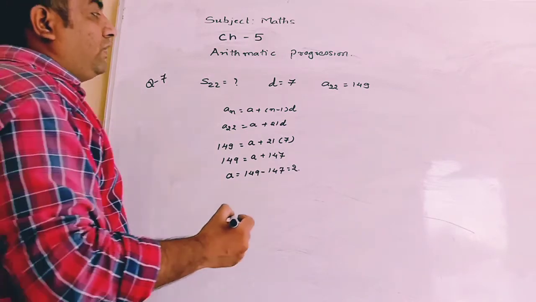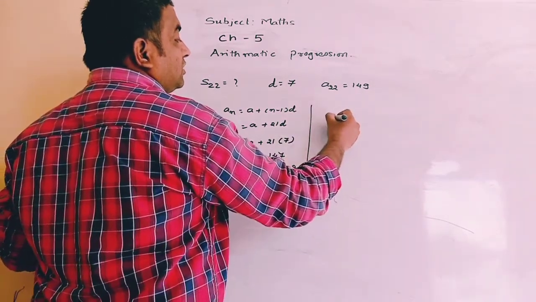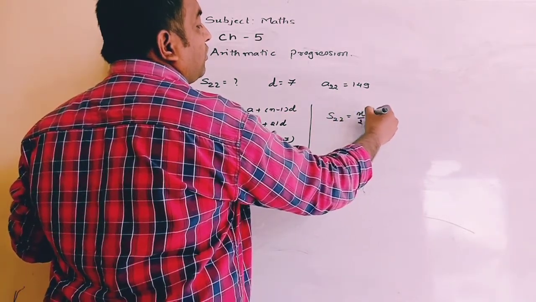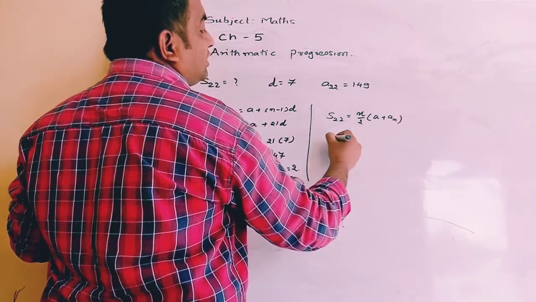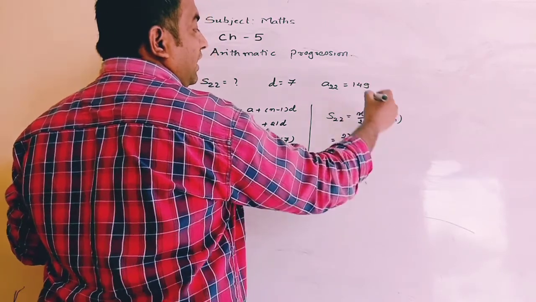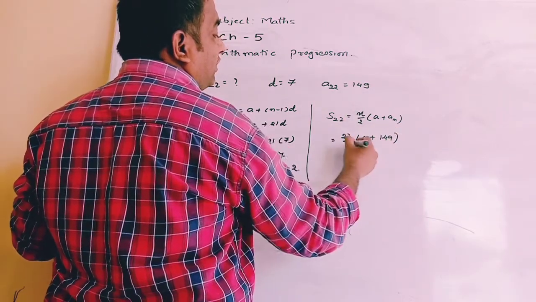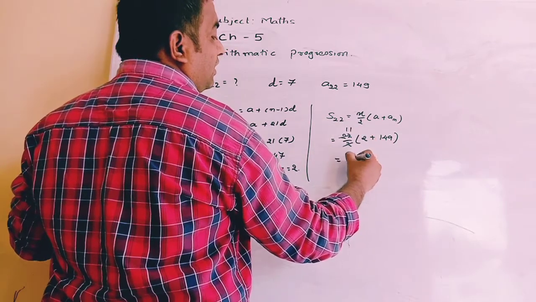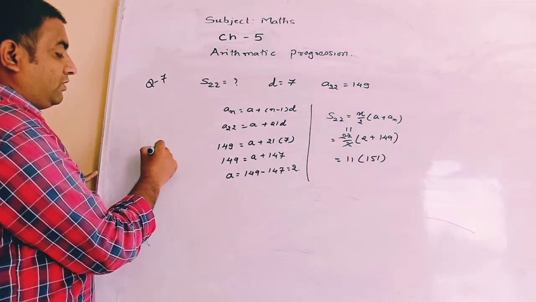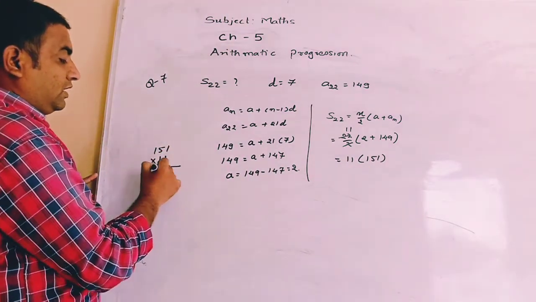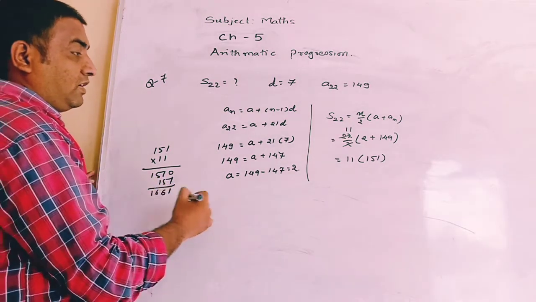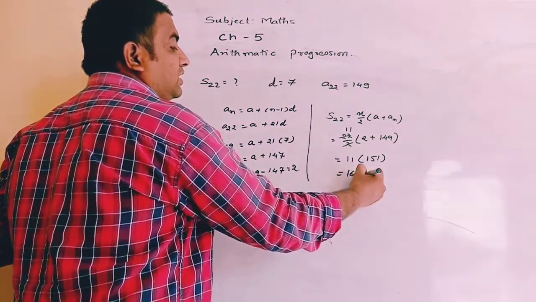Now we want S22. We have the first term, last term and the number of terms n. So the formula is n by 2, A plus an. So n by 2, 22 by 2, A we have calculated, that is 2, and an is 149. So we divide 22 by 2, 11, and 149 plus 2, that is 151. So we multiply 151 into 11, 1510 and 151, so 1661, and so the sum will be 1661.